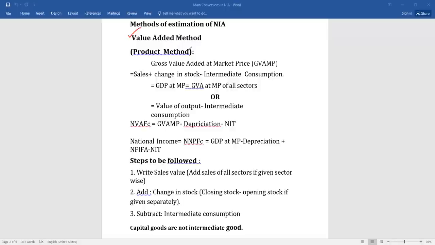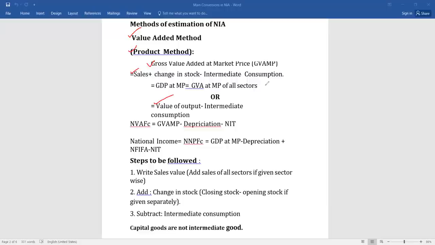This value-added method is also known as the product method and output method. To calculate national income by the value added method, first of all, we find the value of GVA at MP, gross value added at market price. Gross value added at market price is equal to sales plus change in stock minus IC or intermediate consumption. Or we can say sales plus change in stock is equal to value of output, minus intermediate consumption.